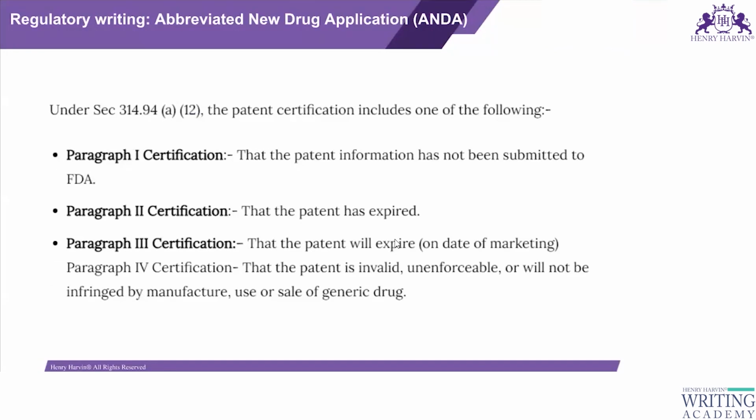Paragraph 1 certification is when the patent information has not been submitted to the FDA. When, for the original drug, the patent information has not been submitted, then the drug is available for generic marketing and manufacture. Paragraph 2 certification, in which the patent has expired. Paragraph 3 certification, in which the patent will expire on that particular date. And paragraph 4 certification, in which the patent is invalid or unenforceable, or if the drug is sold or manufactured as a generic drug, the patent will not be infringed.